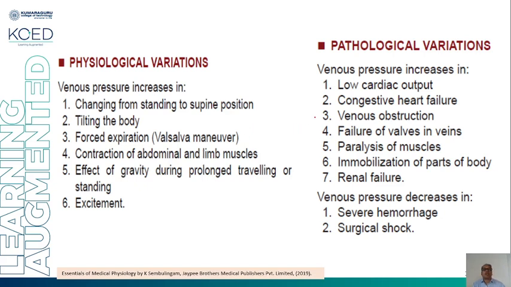So what are the pathological variations we will discuss? When venous pressure increases, it leads to, you can see, congestive heart failure. This is very important. Failure of valves in veins, that is very important. Renal failure. At least you have to take these three things. When you fail to control venous pressure, it is insignificant. Even sometimes that insignificant may be converted into significant. So when there is a rise in venous blood pressure, very carefully you have to monitor heart functioning and kidney function.